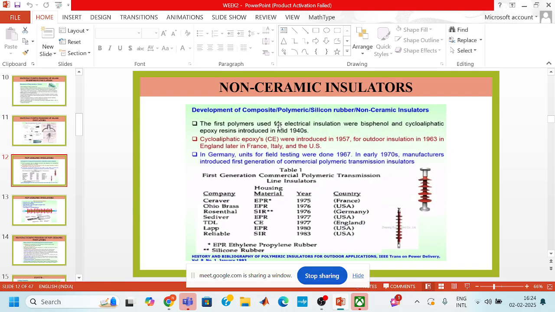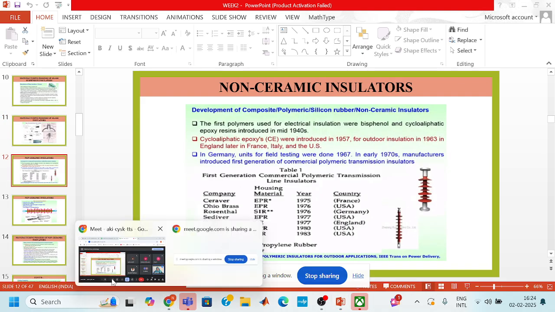And now we proceed to the non-ceramic insulators. Is it visible, non-ceramic?